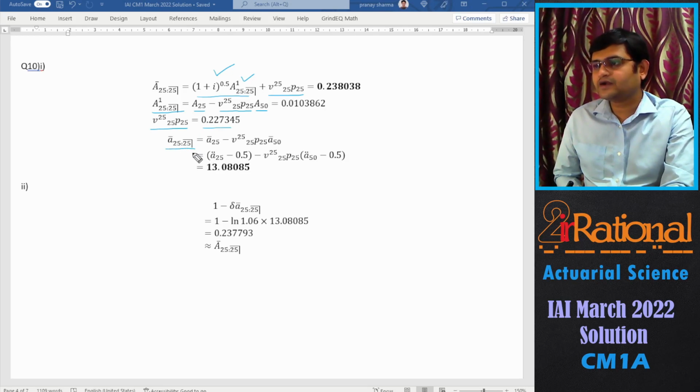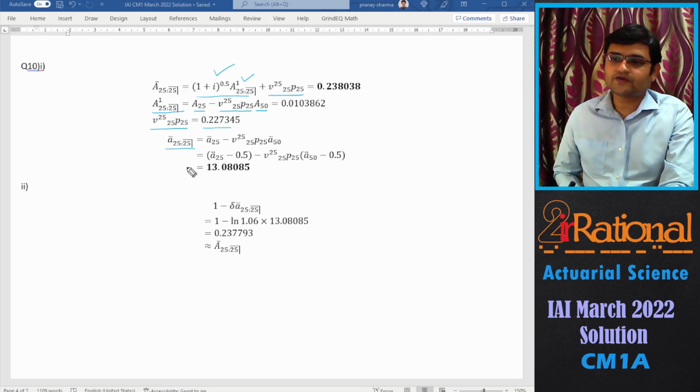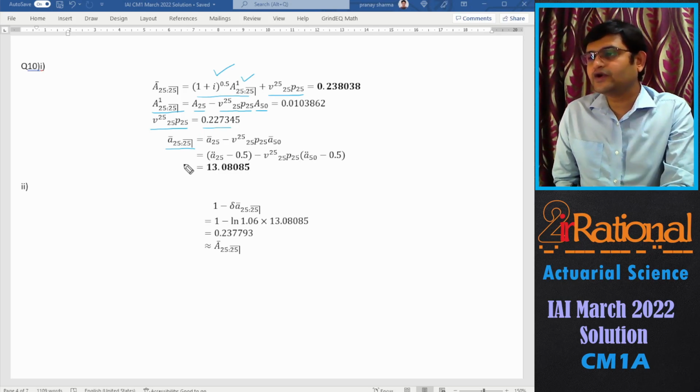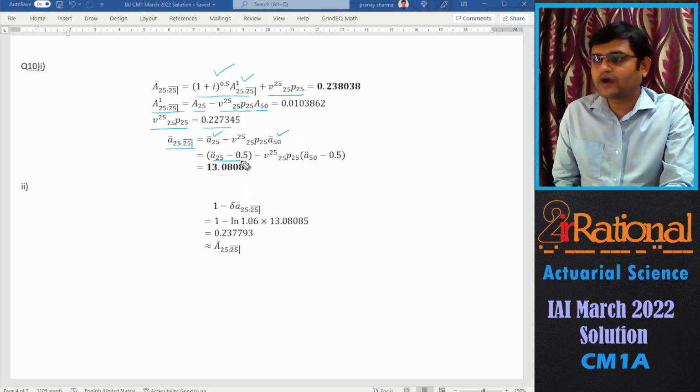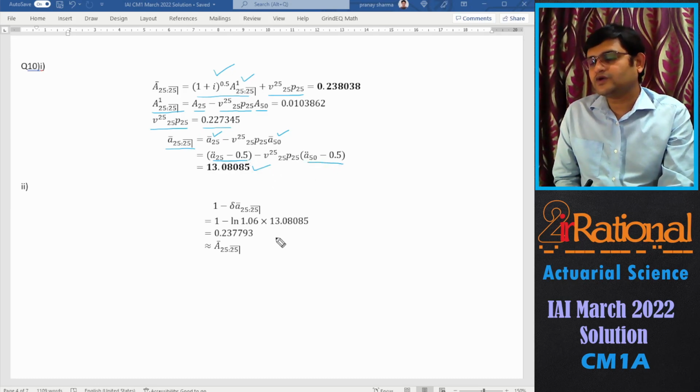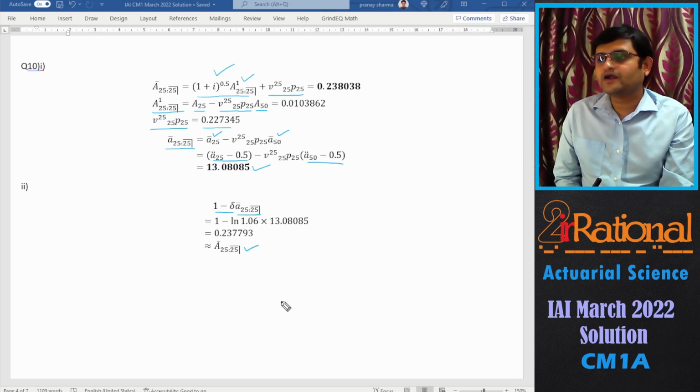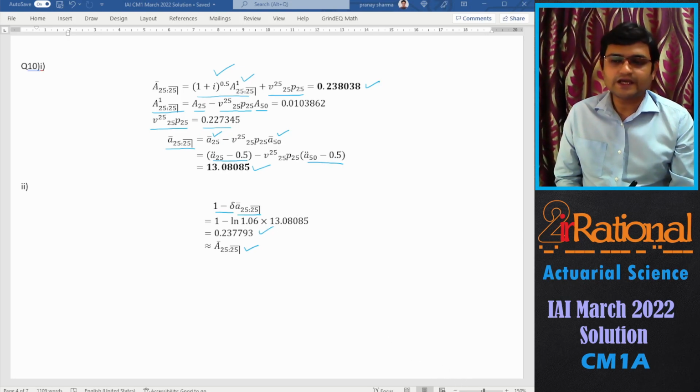So when we say ā₂₅:₂₅, that would be our temporary annuity, payable continuously. So we'll take it payable continuously, and then convert it into an annuity due, taking their values from the table, and we'll get this value. Then for the second part, we have to prove that 1 minus delta times ā, the temporary annuity, should give us approximately this Ā₂₅:₂₅ assurance value. Okay, so you can see it is nearly the same value. So we are saying approximately equal.